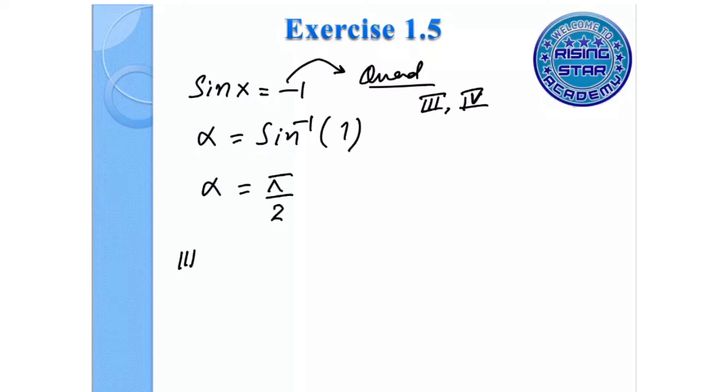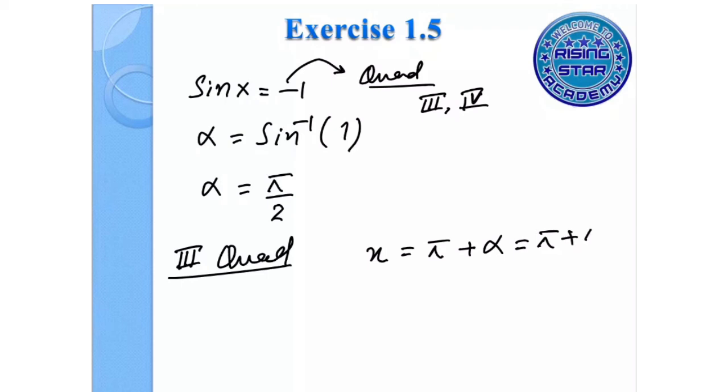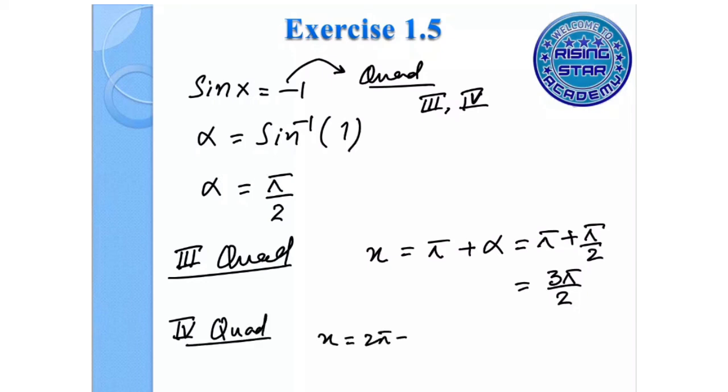So now for the third quadrant we will write x = pi + alpha. That means pi + pi by 2. So that would become 3 pi by 2. And for quadrant number 4 we have x = 2 pi − alpha. So 2 pi − pi by 2. So that would become also 3 pi by 2.